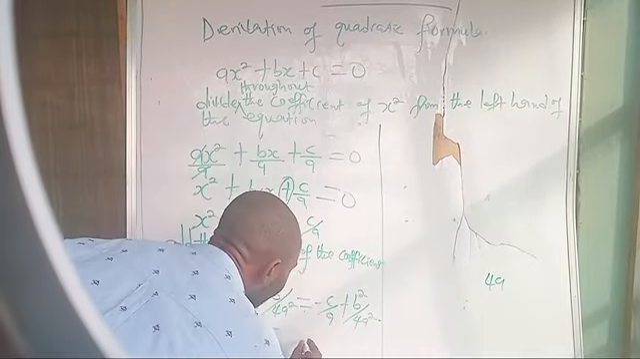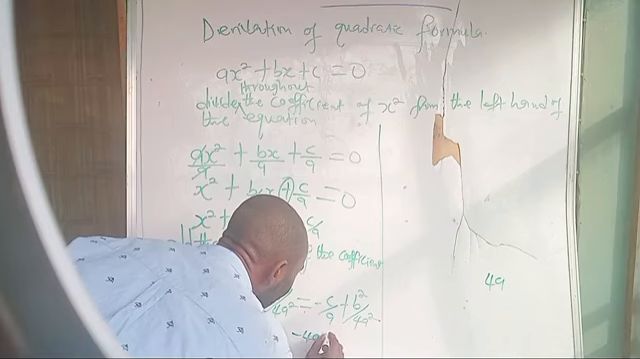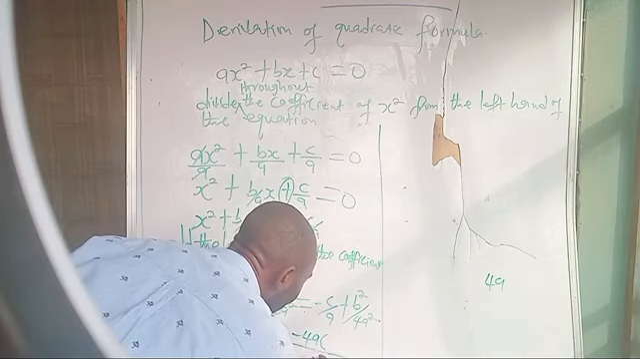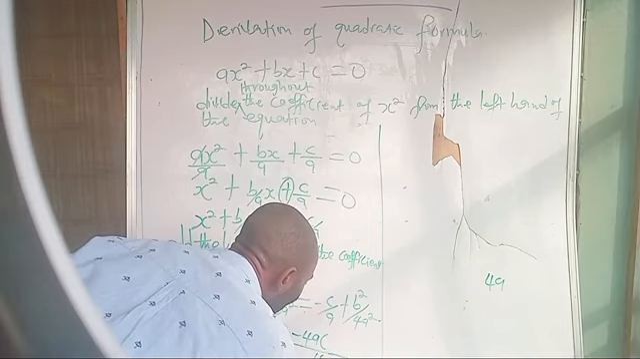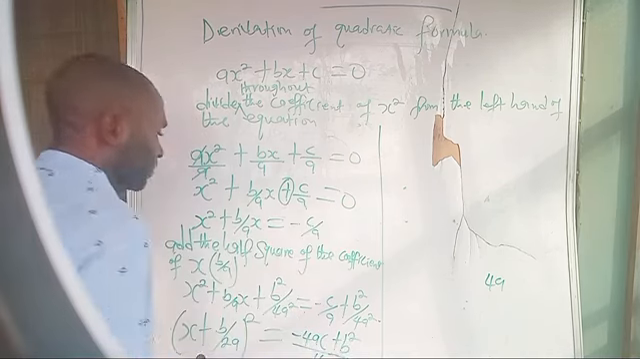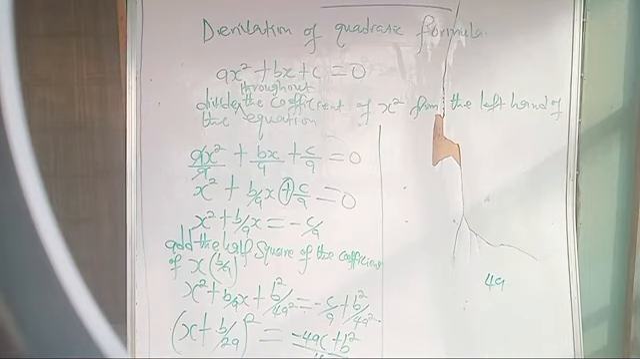So that will be minus 4ac all over 4a squared, plus b squared all over 4a squared. This is what you will now have.